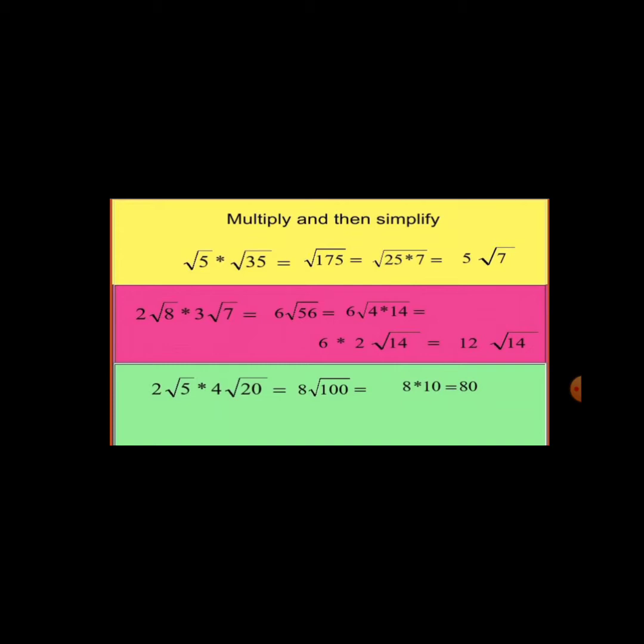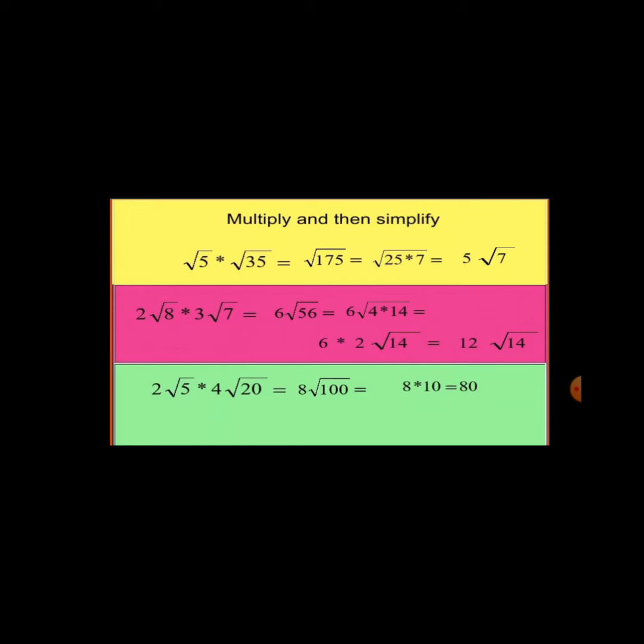Square root of 5 times square root of 35 equals square root of 175, which equals square root of 25 times 7, which equals 5 square root of 7. Then I have another example.